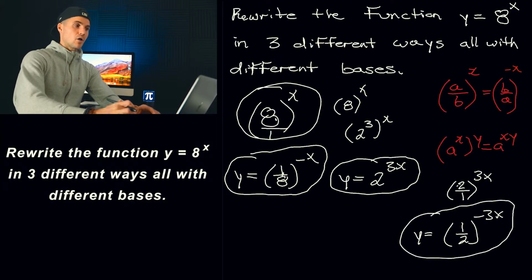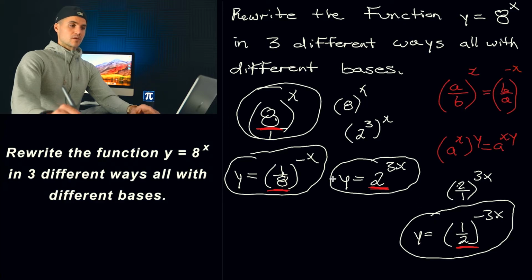And notice that all of these, as required, they all have different bases, right? So the first one had a base of 8. This one has a base of 1 over 8. This one has a base of 2. This one has a base of 1 over 2. Okay, so these are different ways to rewrite the function y equals 8 to the power of x in different ways. All of them have different bases.